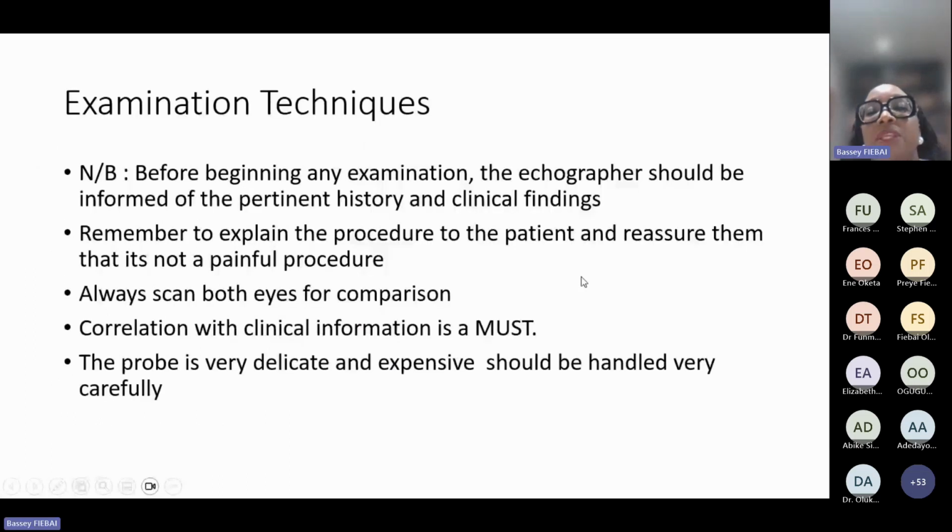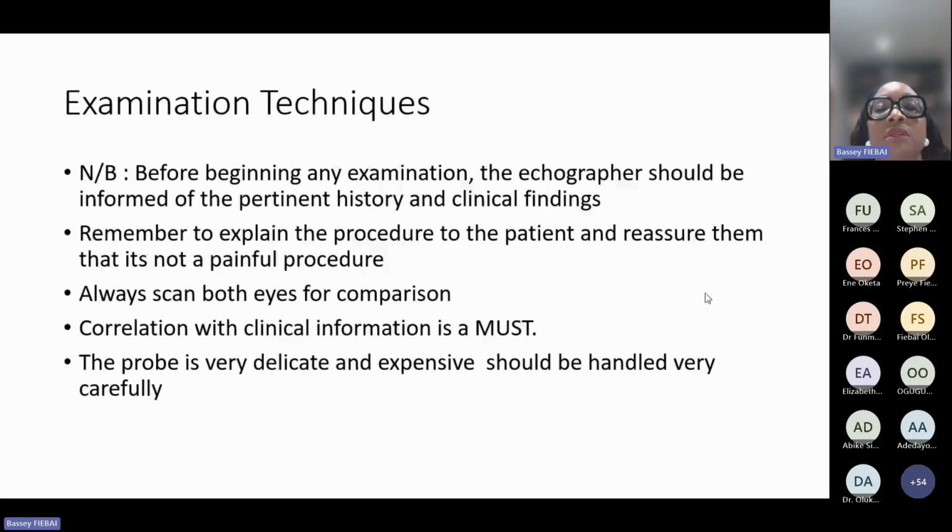So before any examination, the echographer should be informed of pertinent history and clinical findings. It's difficult to do a scan when you don't have clinical findings, because you must always relate the clinical information with your scan. Like I said severally, you don't treat lab investigations, you treat the patient as a whole. So you must have a good history and clinical findings, and tie everything together to be able to make a diagnosis and institute your management.